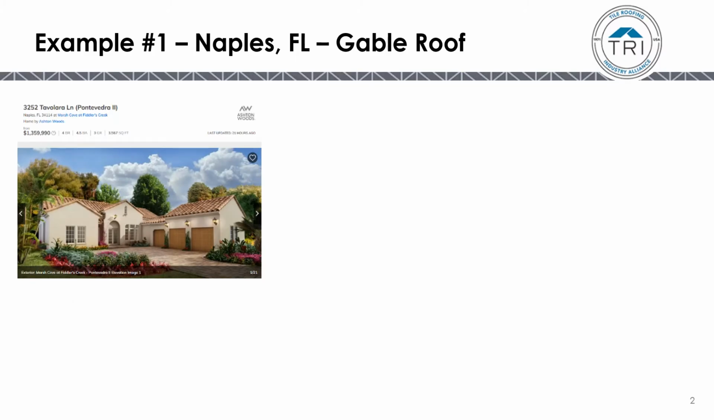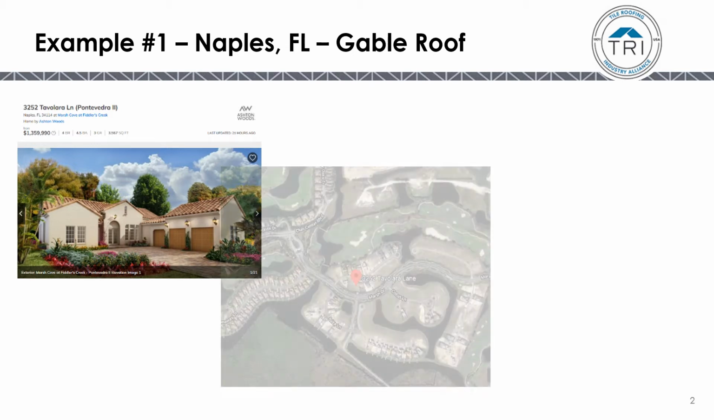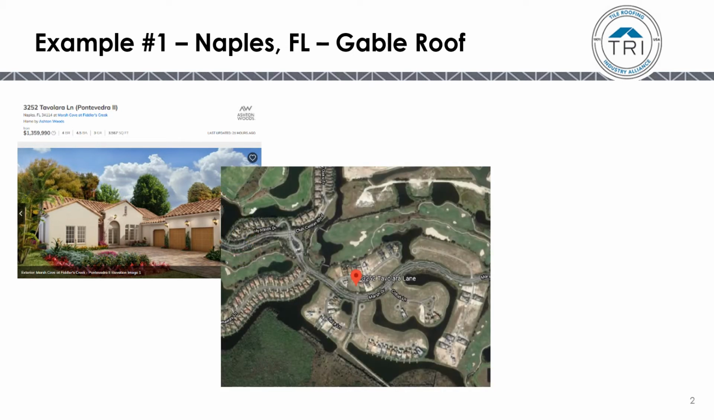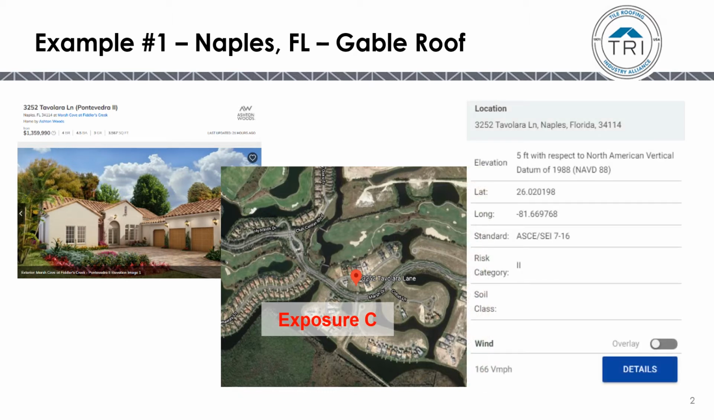Let's take this first example in Naples, Florida. You can see in the picture it's a gable roof. Looking at the Google map, it's surrounded by some homes, but not in a densely built area, so it's not exposure category B, and it's not by an ocean, so it's not exposure category D. So that means it's exposure category C. When we enter the location into ASCE's hazard tool and select risk category 2 for typical residential, we get a wind speed of 166 miles per hour.